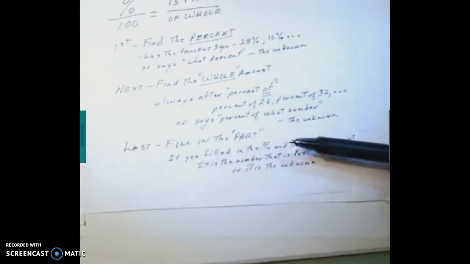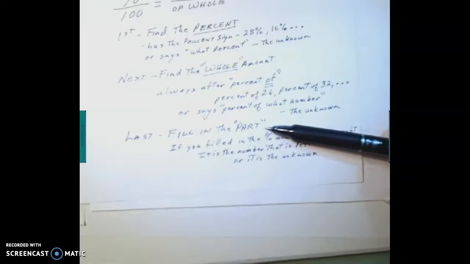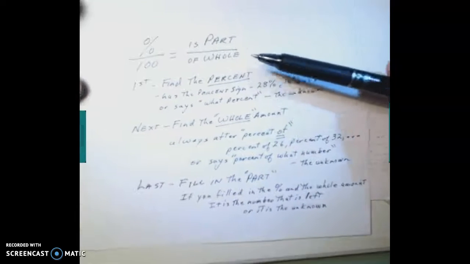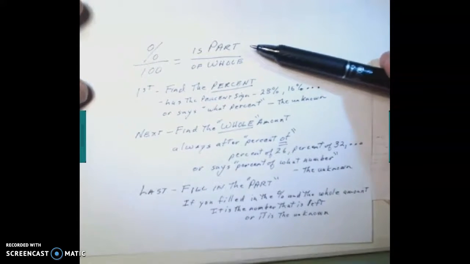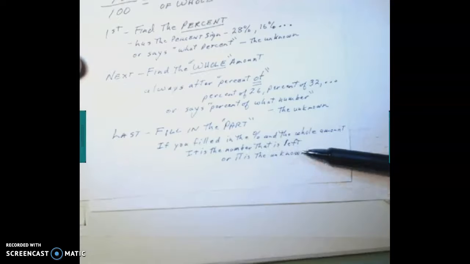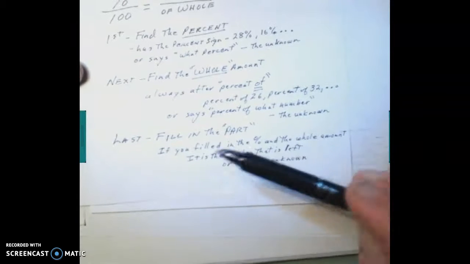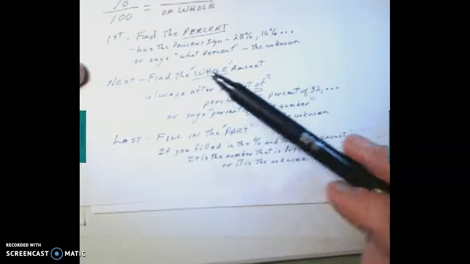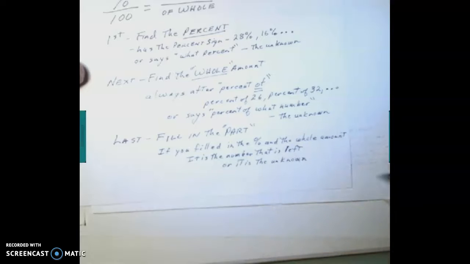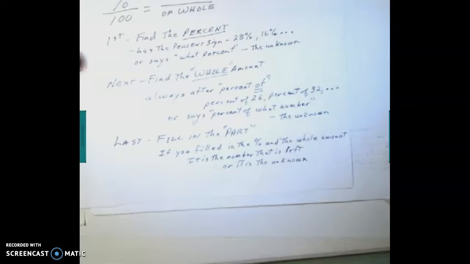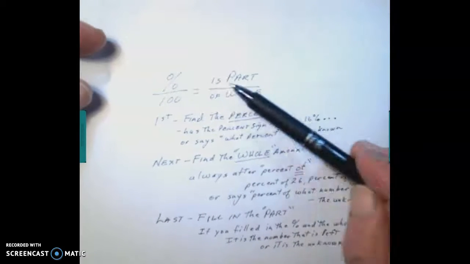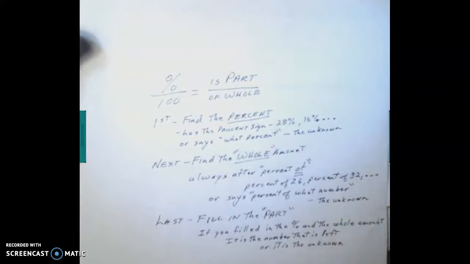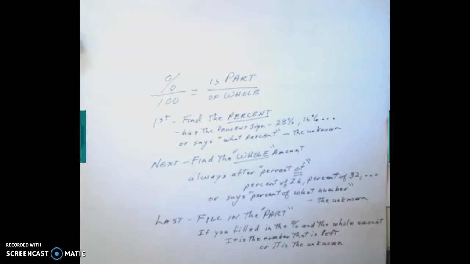Okay, last thing, fill in the part, the top piece of our percent proportion. If you've already filled in the percent and the whole amount, well, if there's a number that's left, that is probably the part. If you put numbers in place of the percent and the whole amount, then the part is going to be your unknown. One of these three pieces is going to be missing. It's going to be the piece you're looking for.